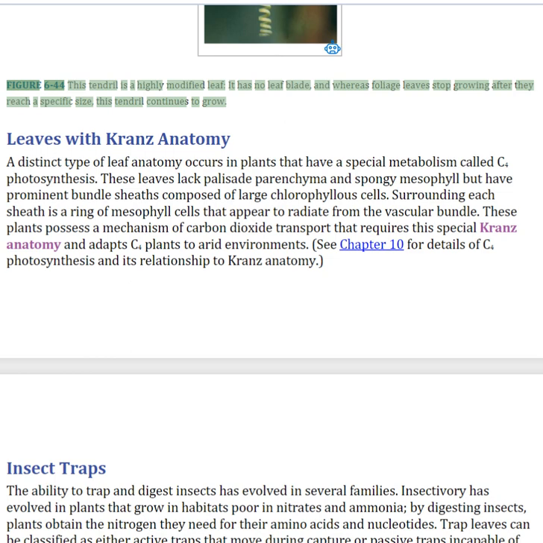Figure 644: This tendril is a highly modified leaf. It has no leaf blade, and whereas foliage leaves stop growing after they reach a specific size, this tendril continues to grow.